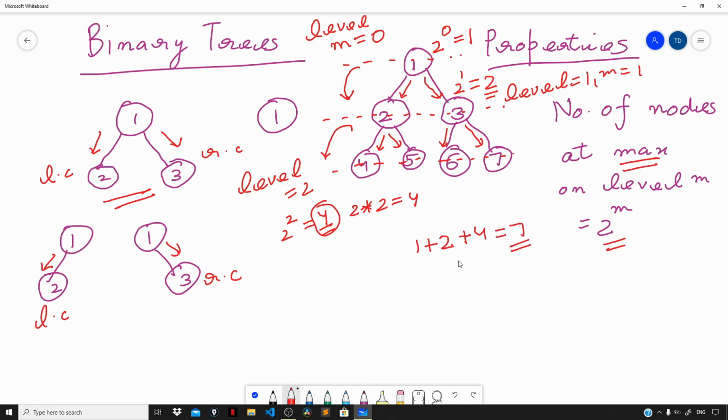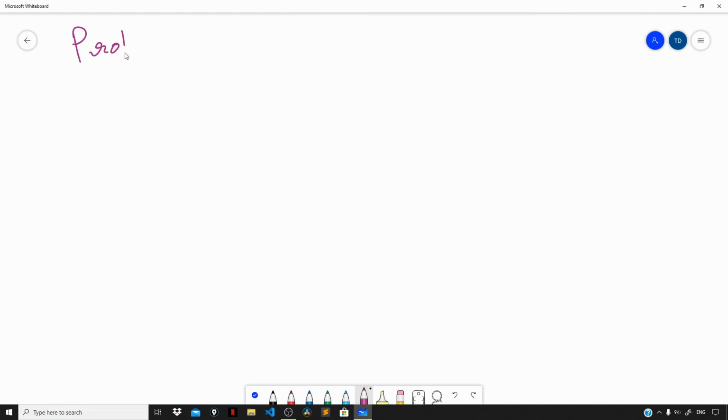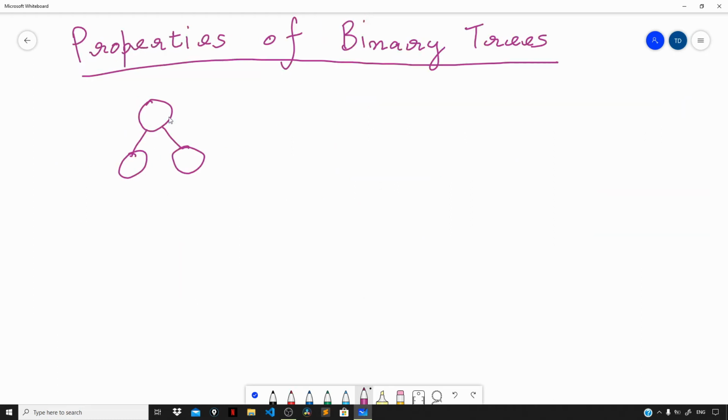Now let us move forward to the second property. So properties of binary trees. Now let us draw back the same binary tree that we took as an example. So 1, 2, 3, 4, 5, 6, 7. Now the next property is that the maximum number of nodes in a binary tree of height h is 2 raised to the power h minus 1.